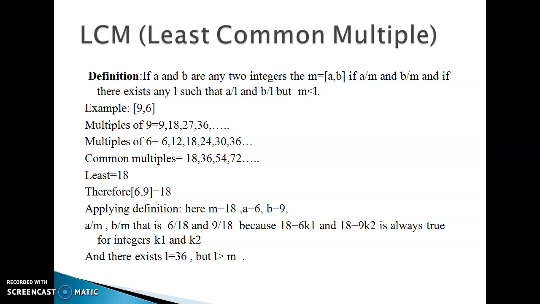Applying the definition again, I have m equal to 18, a equal to 6, b equal to 9. That is, 6 divides 18 and 9 divides 18, because 18 can be written as 6k1 and 18 can be written as 9k2, which is always true for integers k1 and k2. And there exists an L. L I can choose, maybe it is 36, 54 or 72. For the simpler one, I have considered L to be equal to 36, and we know that 36 is greater than 18. Hence the LCM of 9 and 6 is 18.